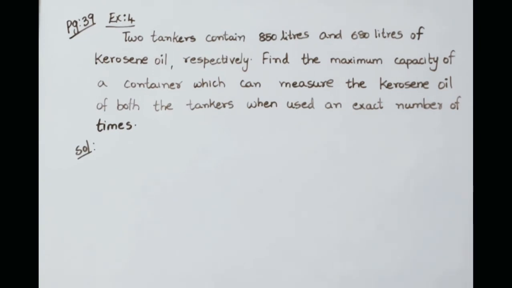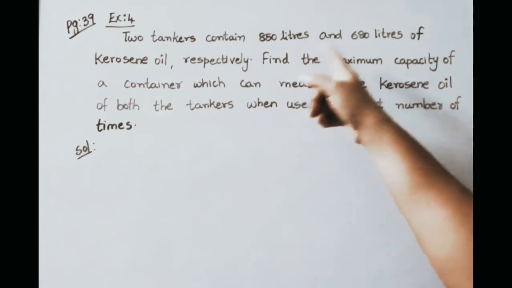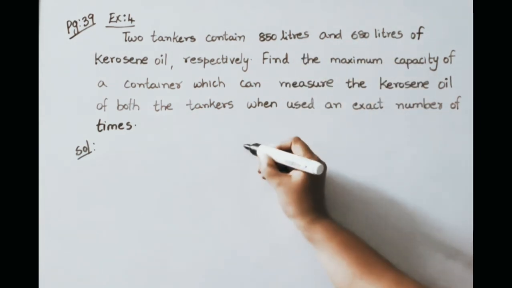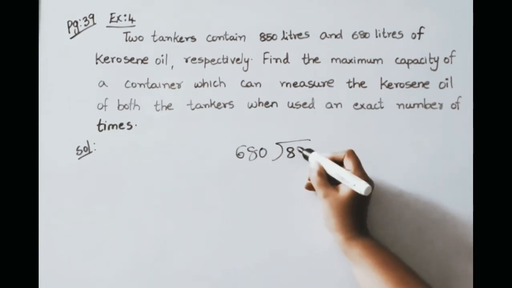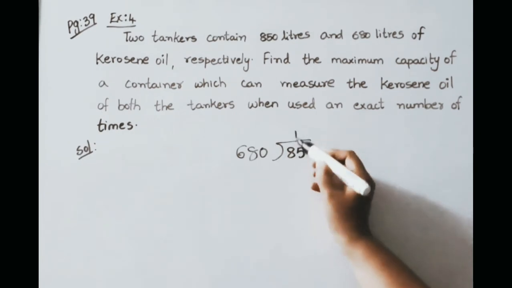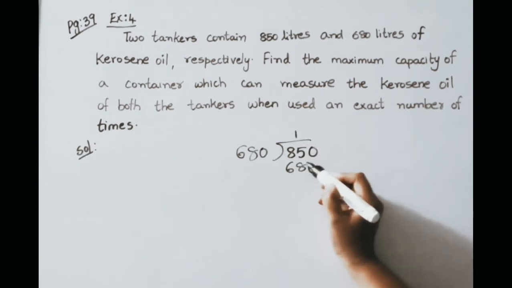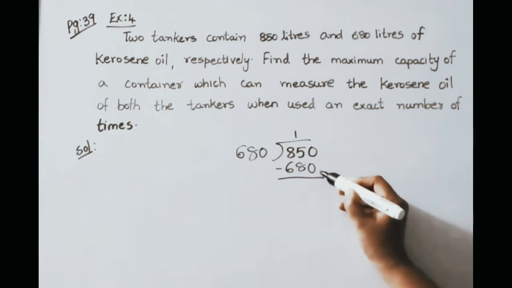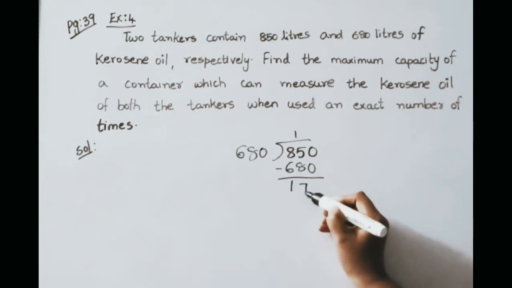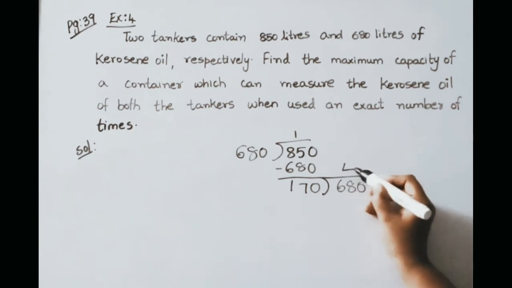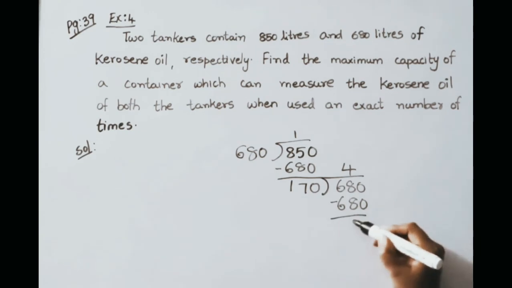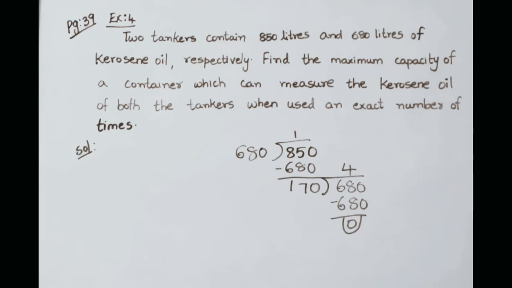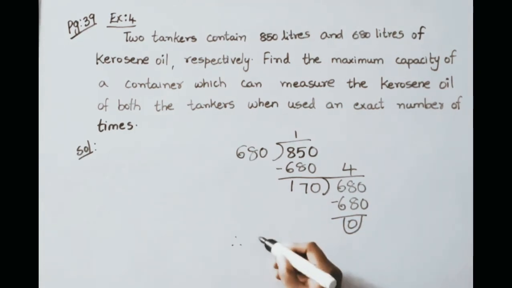Now what we have to do is find the HCF of 850 and 680. So 680 is going to divide 850. 680 1s are 680. When you subtract 680 from 850, we get 170. 170 4s are 680. When you subtract 680 minus 680, we get a remainder 0. Therefore, HCF is 170.